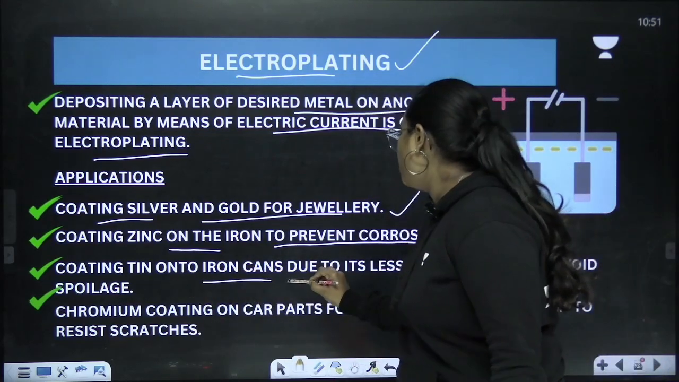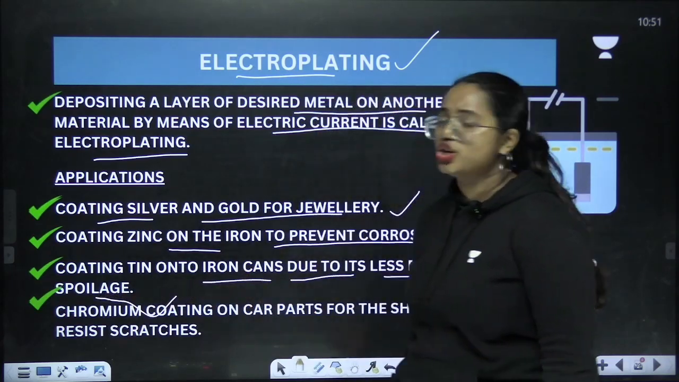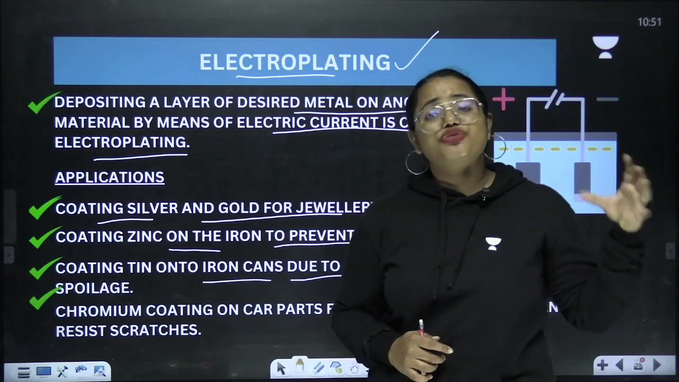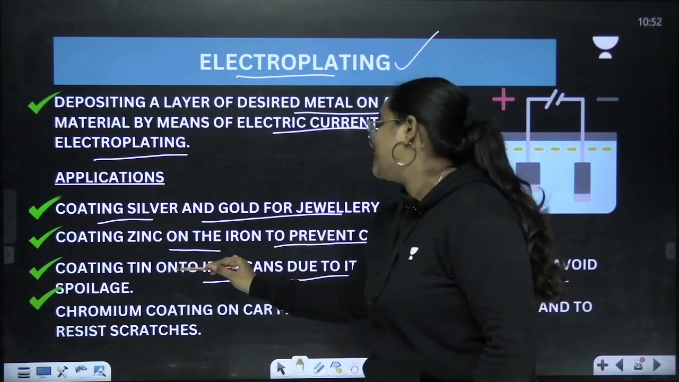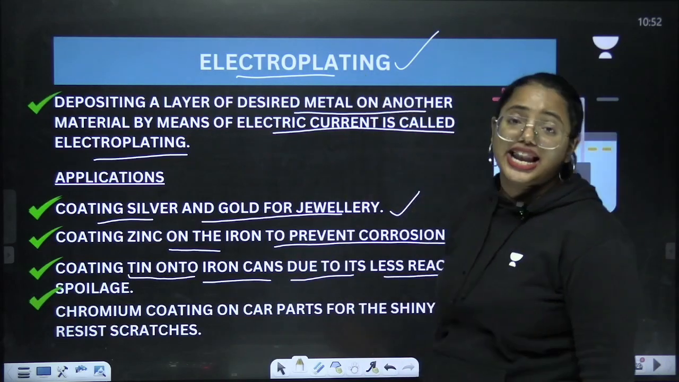Coating tin onto iron cans, due to its lower reactivity and to avoid spoilage. You might have seen tin cans, right? These are basically made out of iron but coated with tin. Got it? So for this also we can make use of the process of electroplating.